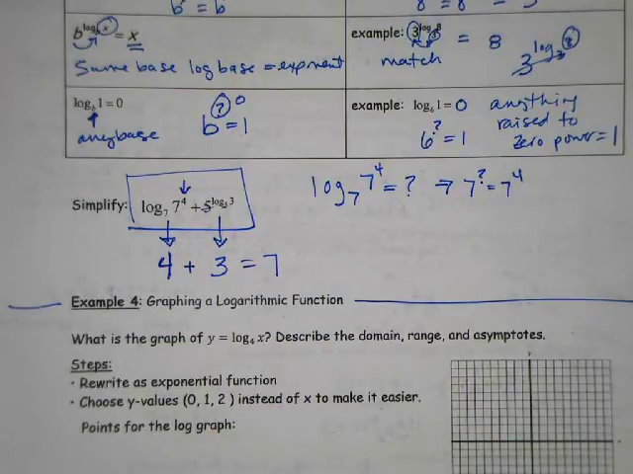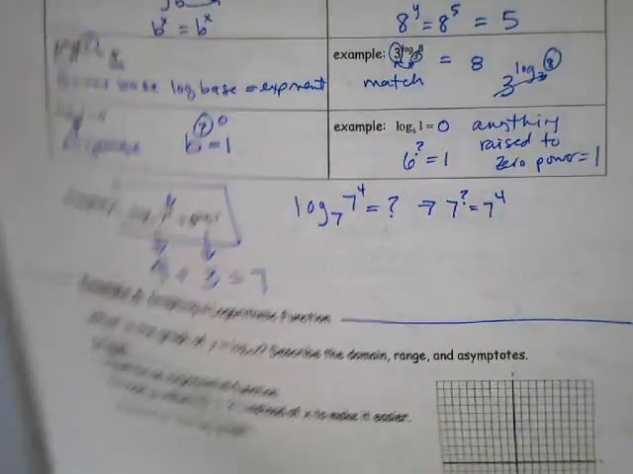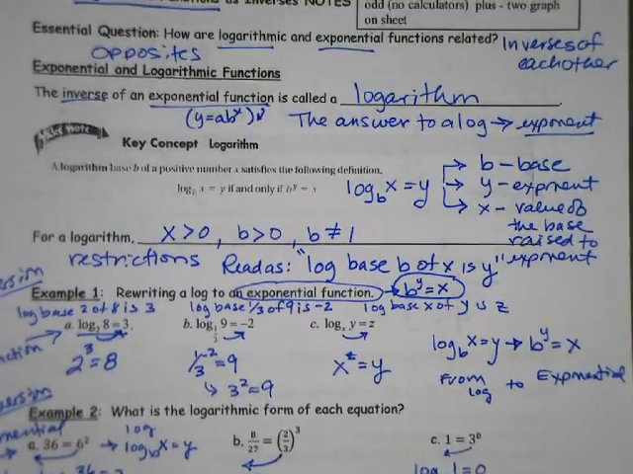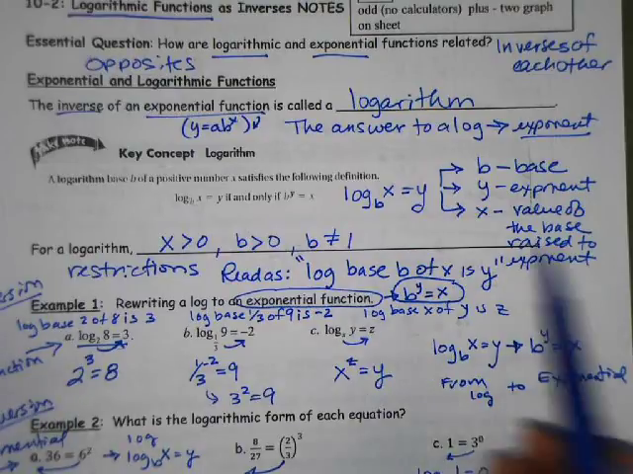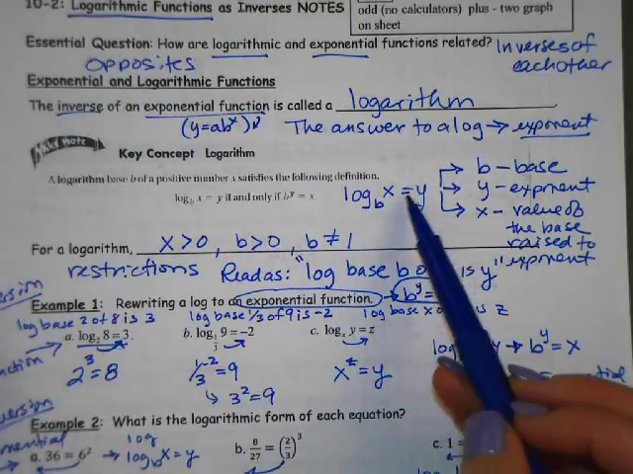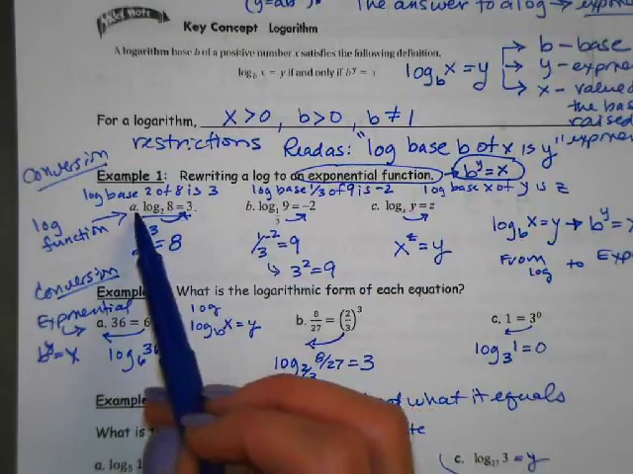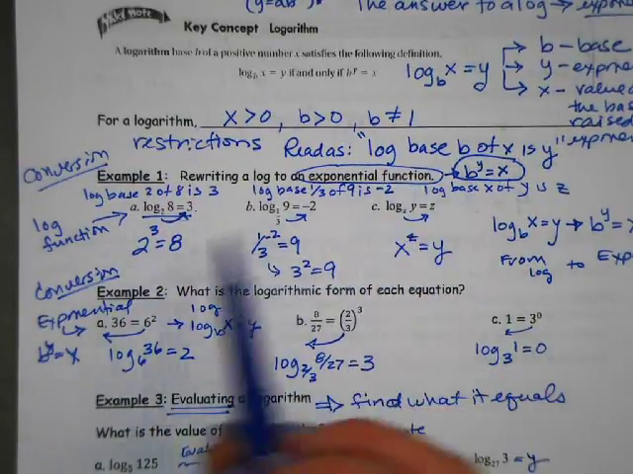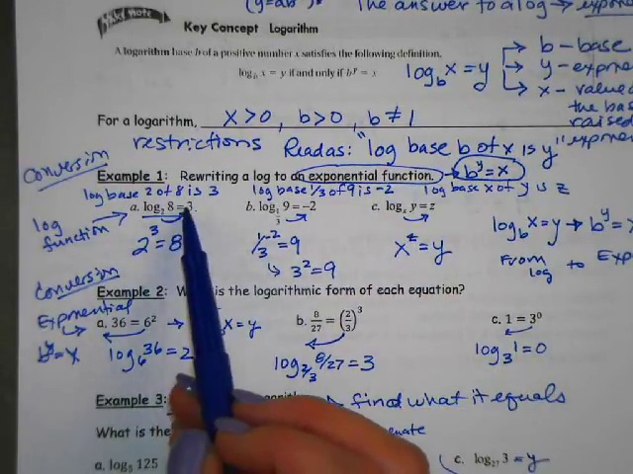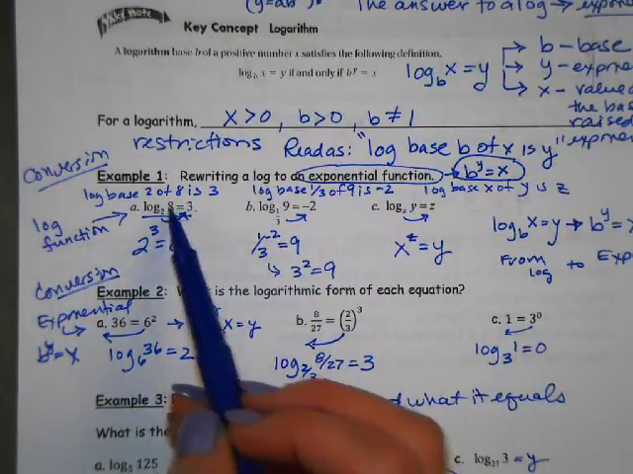Alright, so just very briefly, and then you'll have about 10 minutes to start your homework. So we talked about logs being the opposite of exponents. Okay? We have log base b of x equals y. B is the base, y is the exponent, x is the value that it's raised to. We showed you how to go from a logarithm to an exponential function, throwing the base underneath, and it equals your evaluation.